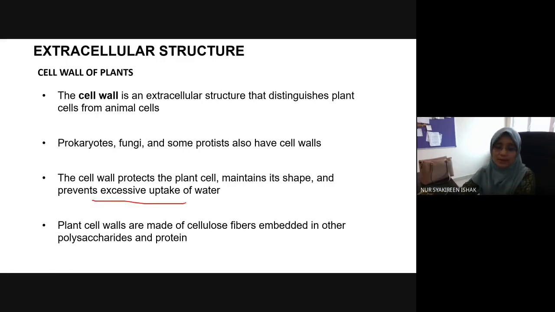Okay. Within the plant cell, you will have central vacuole, and the function of central vacuole is to store water. Okay, so in order to prevent the cell from bursting, and prevent the cell from taking too much water, so that's why the cell will need to have cell wall. Okay, prevent excessive uptake of water and preventing the cell from bursting. And then the plant cell wall is made of cellulose fibers embedded in other polysaccharides and also proteins. So you have to remember lah, the main component of cellulose is made up of beta glucose. Okay, beta glucose is the subunit for cellulose.